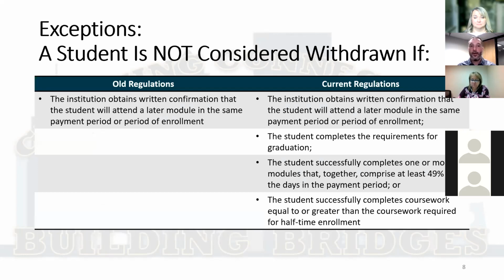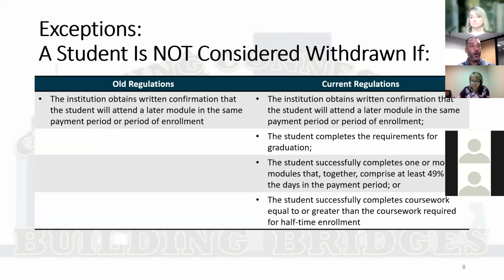I like to talk about the old regulations. What were the old regulations for modular based? They said if a student is going to come back in that payment period and we have written confirmation, we don't have to do anything. Now, go to July 1st. They made some different changes. They added that one. They kept it the same.